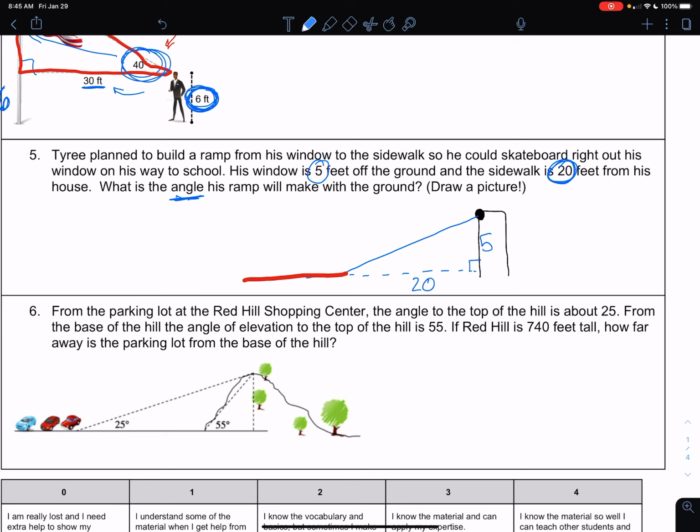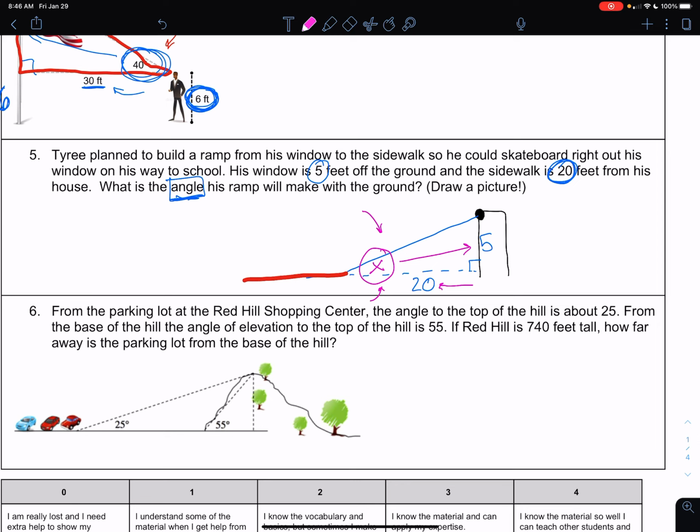And what we want to figure out is the angle his ramp makes with the ground. His ramp is the slanted side, and the ground is this dotted side. So if we want to find the angle, we can put our X right where those two sides meet. Then we can circle this, and we'll want to label the 5 side and the 20 side. They'll both either be opposite, hypotenuse, or adjacent.